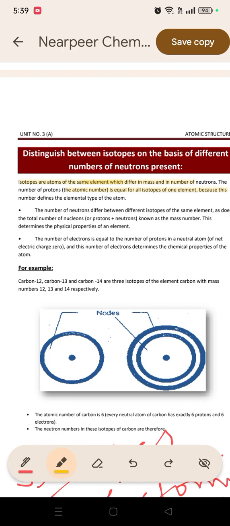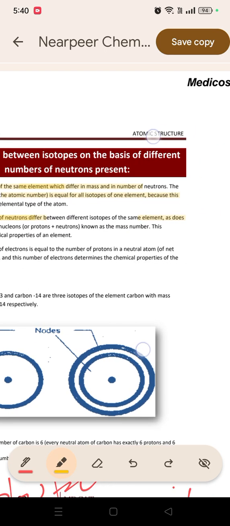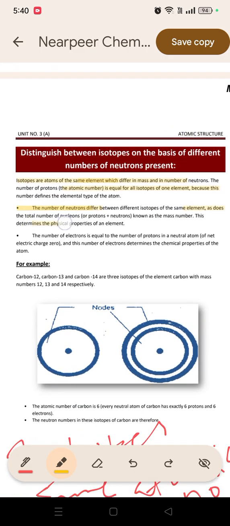The number of neutrons is what differs between isotopes of the same element, and it determines the total number of nucleons. Nucleons means protons plus neutrons. That's called the mass number or atomic mass. This determines the physical properties of an element.